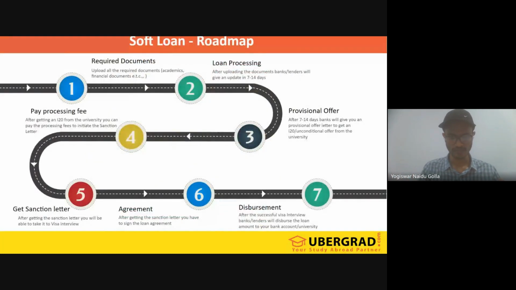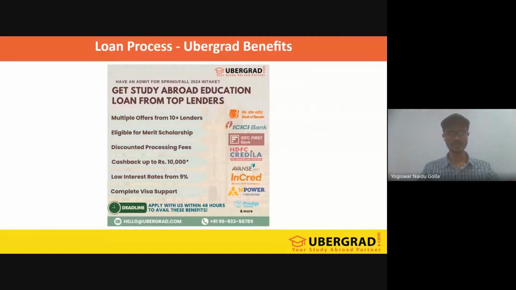Okay, so coming to that side, just that slide. Basically, we have partnered with all the lenders here. We conducted a loan fair last week, where we partnered with top 10 plus lenders.